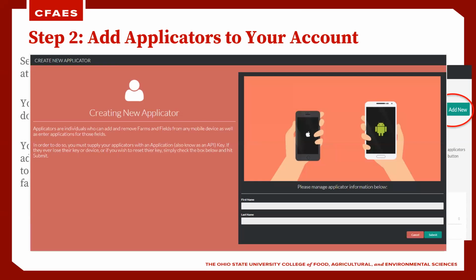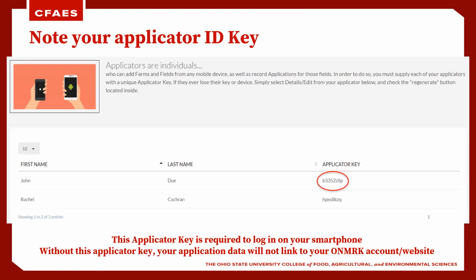When you click that, this is the screen that you will see. It just explains what an applicator is, and then you enter their first and last name, and that will give them their own applicator key. Now, the applicator key is very important. You have to have this in order to put in any kind of data from your smartphone. And without this key, the application data won't link back to the main OnMark account. If you forget this number, you can always regenerate it, but I have heard of individuals having issues with that. So it's always a good idea to go ahead and write that down and put it somewhere you're not going to lose it.